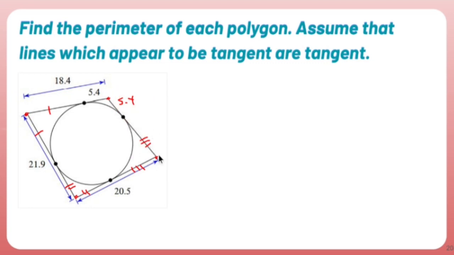Now that doesn't give us this guy, but we're going in the wrong direction if we try to go here. We need to work our way around counterclockwise, as gross as it is. This whole thing is 18.4. If this chunk is 5.4, then you're going to be 18.4 minus 5.4, which is 13. So this guy is 13, which makes you 13 as well. If this whole thing is 21.9, then I could subtract 13 from it to get this chunk right here.